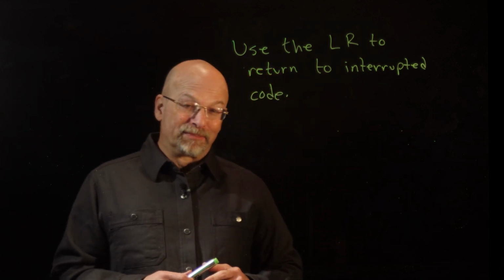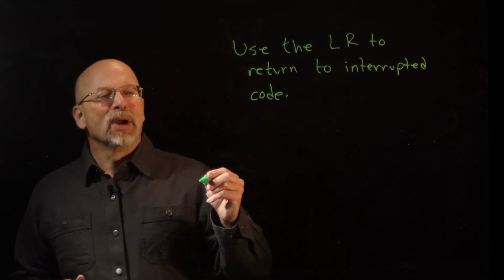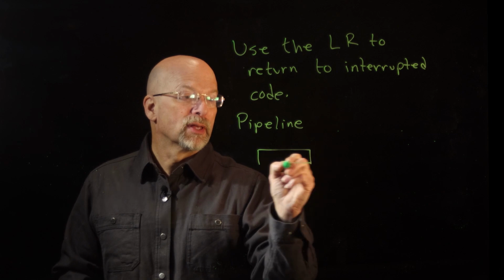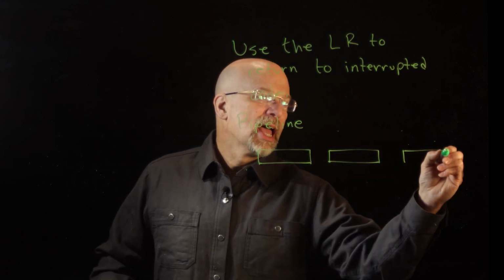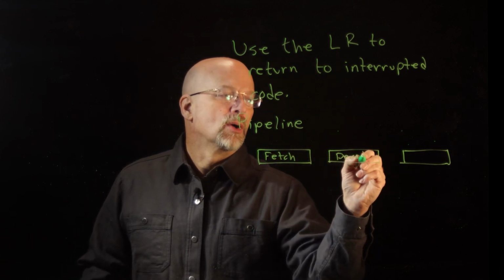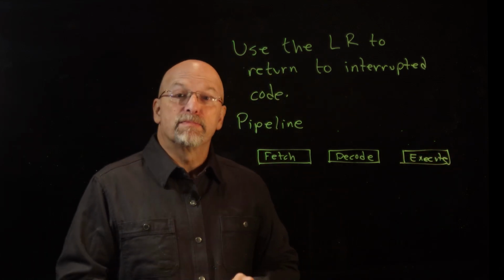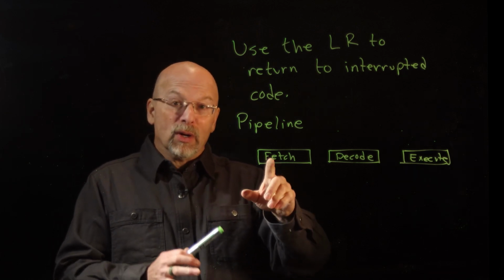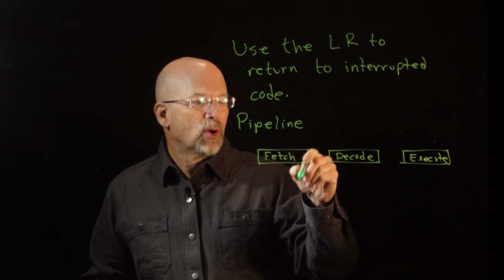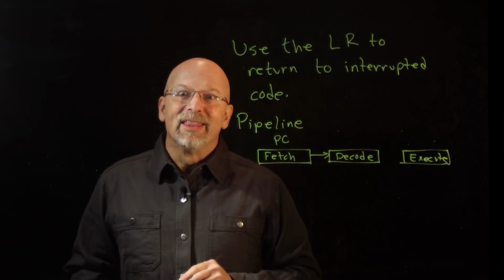But there's a problem. Remember, way back in episode 85, wasn't all that many episodes ago, we talked about something called a pipeline. Now, the pipeline relied on us executing instructions in 3 stages. There was a fetch, there was a decode, and there was an execute. All right? Now, fetch is going to go to the address pointed to by our program counter to get the next instruction. So the program counter is pointing to the item to fetch.